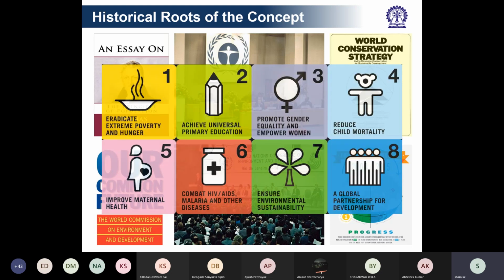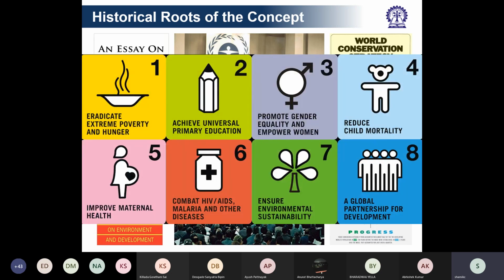of 8 time-bound targets with a deadline of 2015. So these came to be known as the Millennium Development Goals. Now the Millennium Development Goals were a set of 8 objectives developed and set forth by the United Nations in the year 2000 following the UN Millennium Summit and the United Nations Millennium Declaration of the same year.